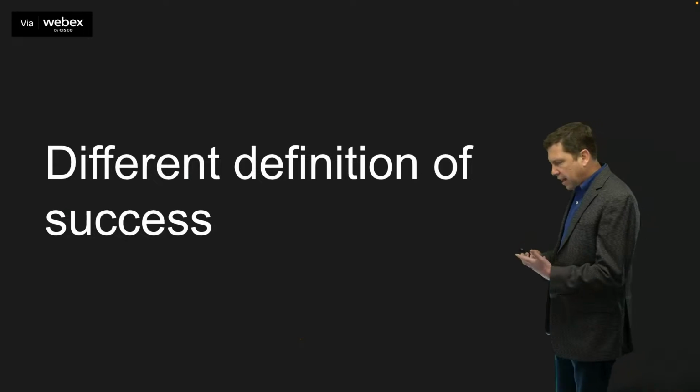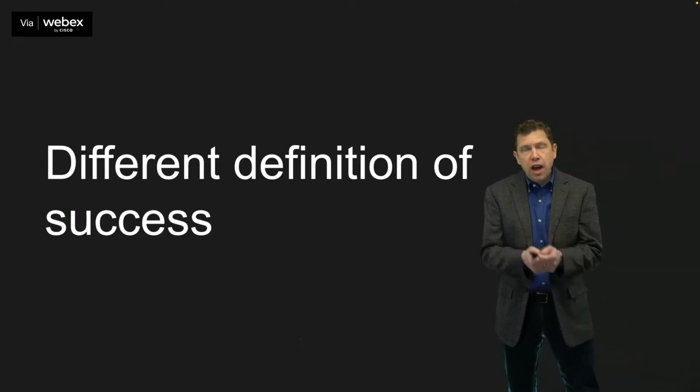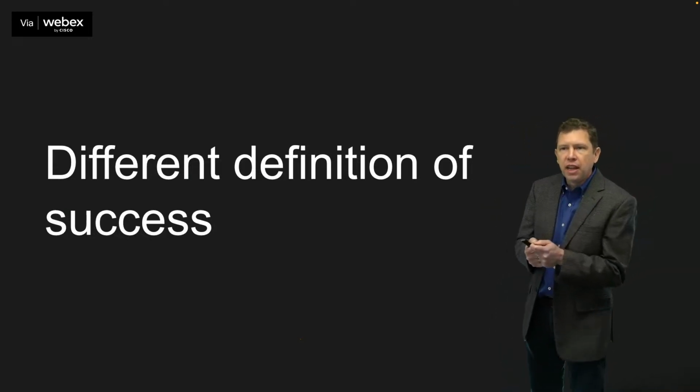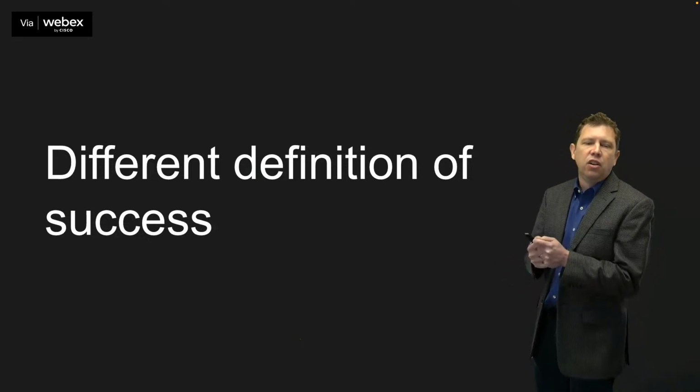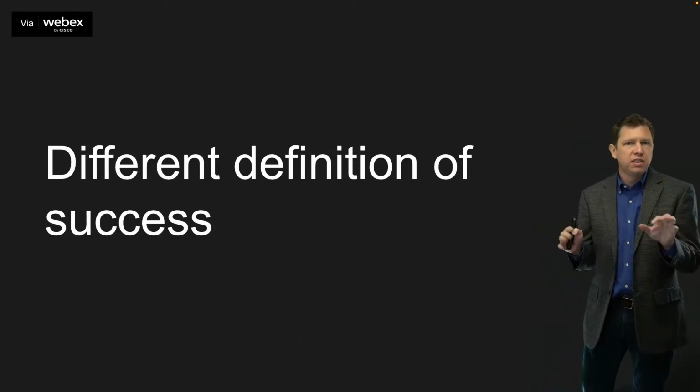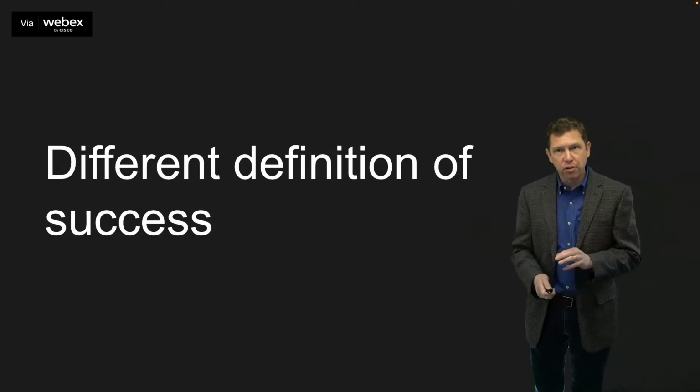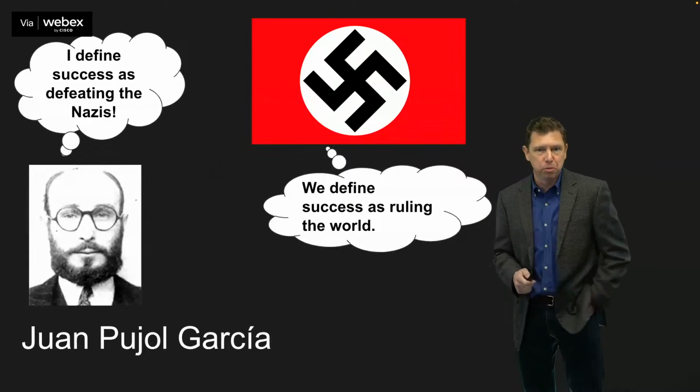So one of the things that can happen on Agile teams is when you've got somebody that's got a different definition of success. If we have different definitions of success, whether it's nefarious or not, we're not going to be headed in the right direction. So let's look at how that played out a little bit with Pujol.